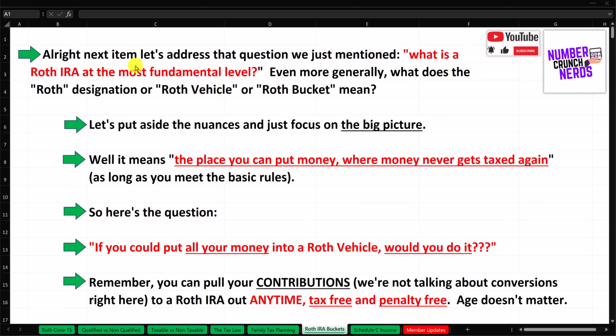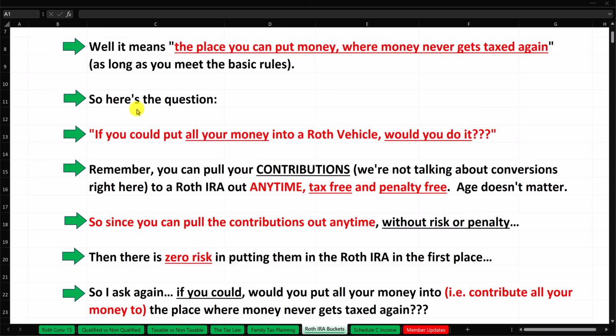All right, next item, let's address that question we just mentioned. What is a Roth IRA at the most fundamental level? And even more generally, what does the Roth designation or Roth vehicle or Roth bucket, whatever you want to call it, what does that really mean? And let's put aside all the nuances and just focus on the big picture for a moment. Well, it means the place you can put money where money is never taxed again, as long as you meet the basic rules. So here's the question.